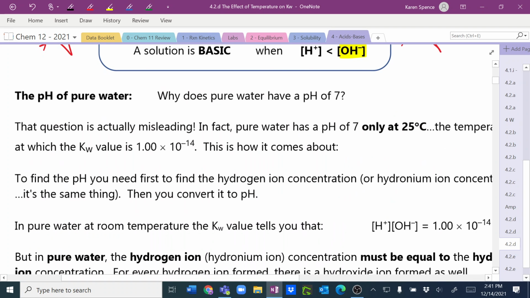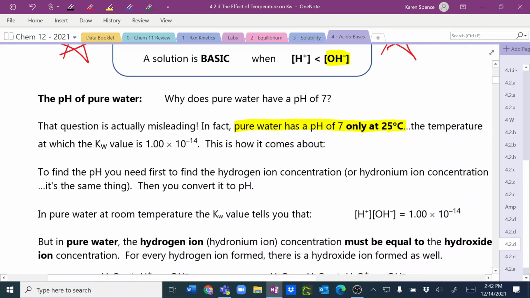Okay. First of all, pure water. Why does pure water have a pH of 7? Well, to be honest with you, this question is a little bit misleading. The reason it's misleading is that pure water has a pH of 7 only at 25 degrees Celsius, which is the temperature at which the Kw is 10 to the negative 14.